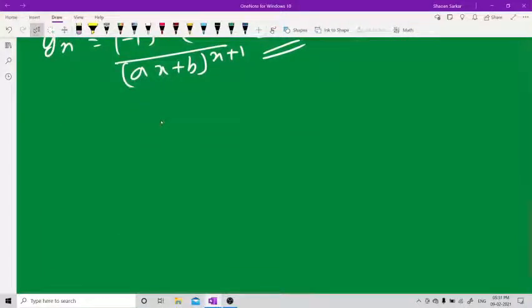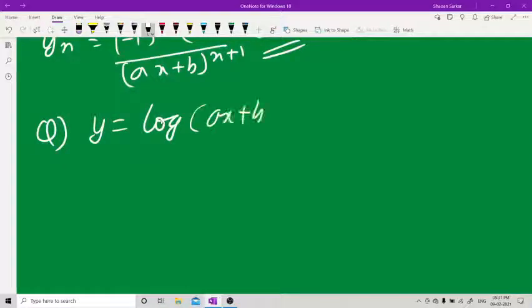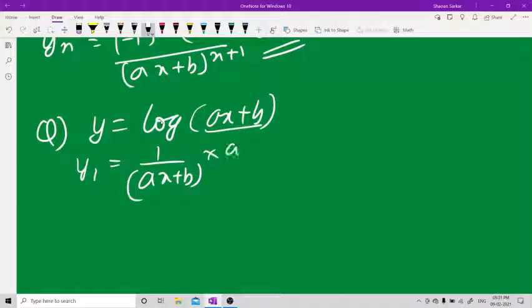Now you stop the video and then you start to do your questions if you understand. Do not see the whole video and do your question. y equal to log (ax plus b). Now see the first derivative. First derivative is 1 upon (ax plus b), and then you differentiate, this will be into a, that is nothing but a into (ax plus b) to the power of minus 1.